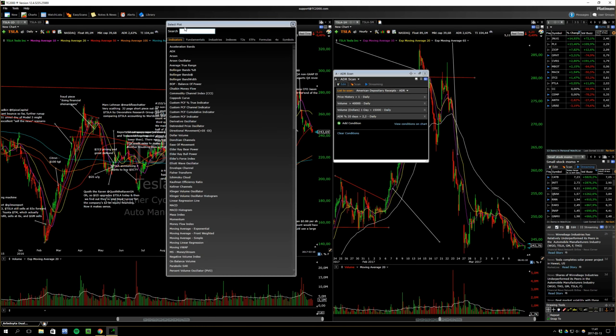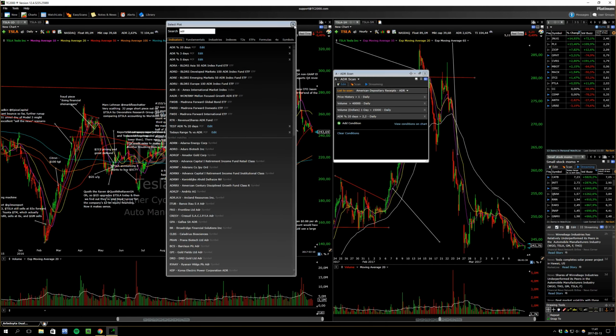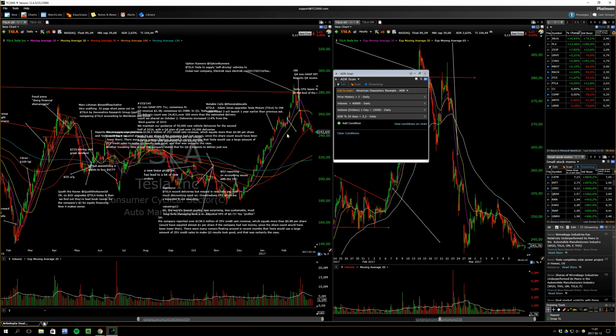And let's look at the formula real quick. I got it from someone else. I just converted it to the TC2000 format, and yeah, you can use the 10-day or the 30-day or whatever. It doesn't matter. You don't even have to use this indicator. I just like it to weed out the slower moving stocks. Basically, I want stocks that have range.